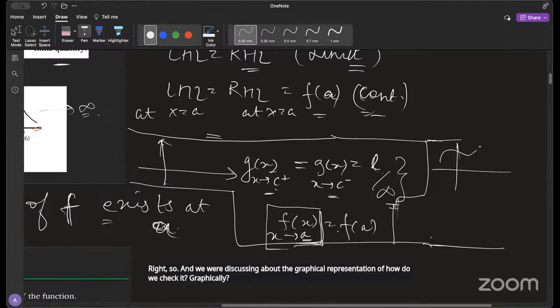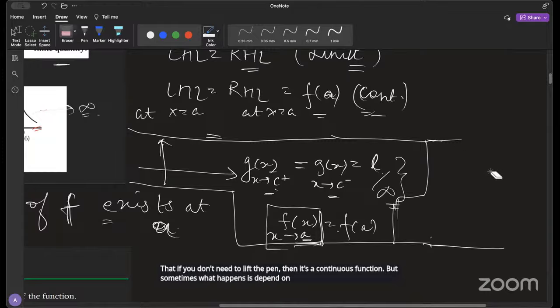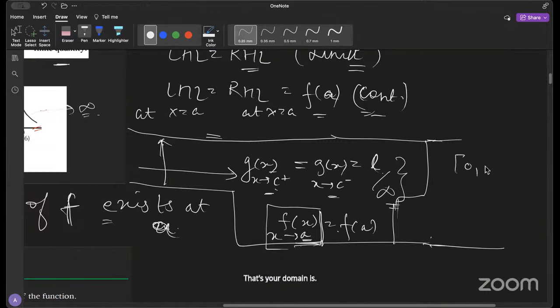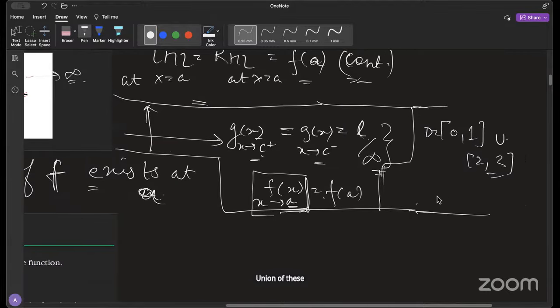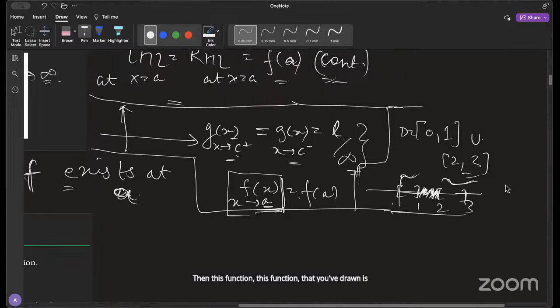Usually we see that if you don't need to lift the pen, then it's a continuous function. But sometimes it depends on the domain too. Let's say your domain is 0 to 1, and then you leave a gap and take from 2 to 3. This is 0 to 1, this is 2 to 3, and your function is defined in this manner. Note that the part in between is not in the domain. Only this is in the domain. Then this function that we've drawn is considered to be continuous only.